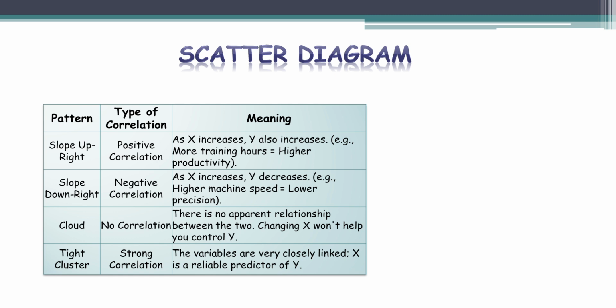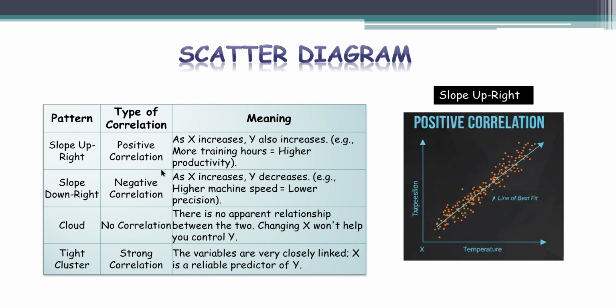Next, the most important part of scatter diagram is the pattern the dots form. This pattern tells you the strength and direction of the relationship. There are different patterns like slope up right. It is a positive correlation. As x increases, y also increases.